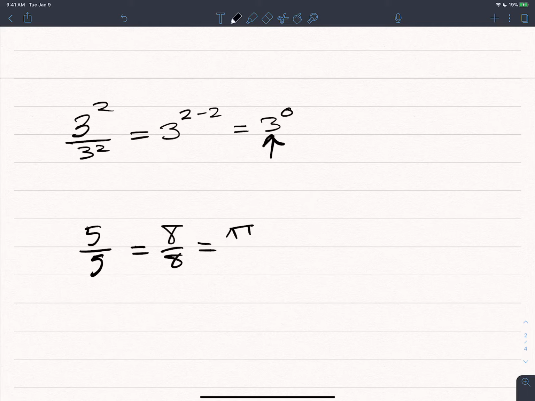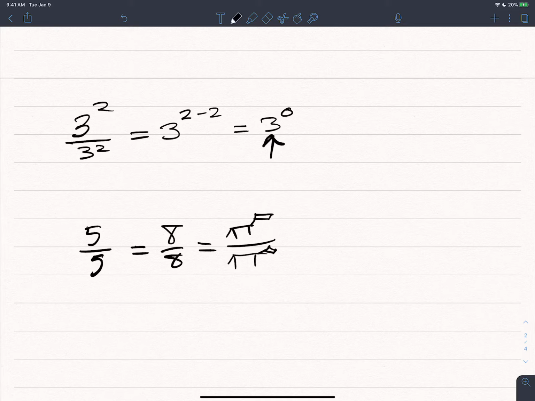I always like to use this as an example. What if I had a horsey? That's a horse. Don't judge. It looks kind of more like a dog. A doggy divided by the exact same doggy, what would I get? Still 1. It doesn't matter what I have in the top and the bottom. If the same thing is in the top and the bottom, you get 1. So when I have 3 squared divided by 3 squared, what should I get? Anybody? 1.